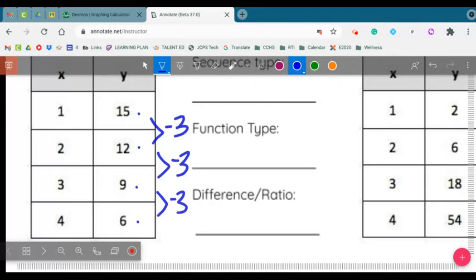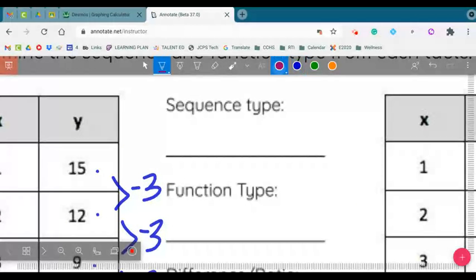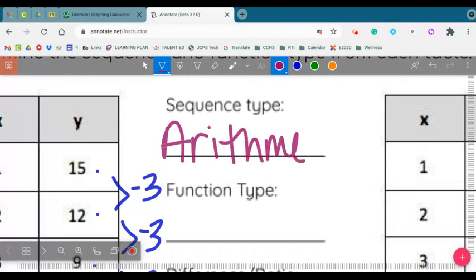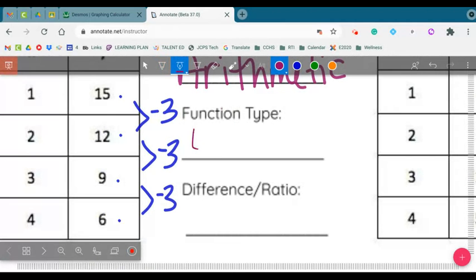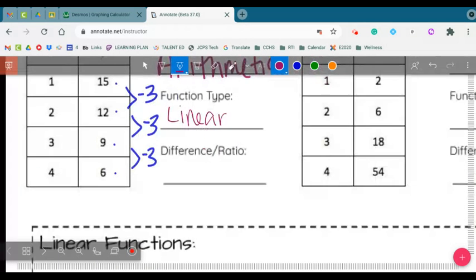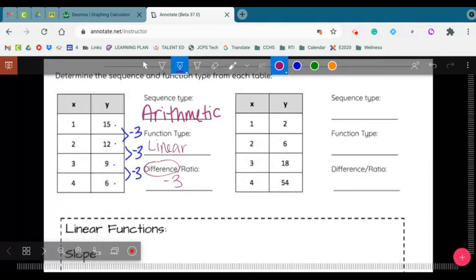So if you remember, if you're subtracting, it's arithmetic. Or if it's arithmetic, our function is linear. And on this one, our common difference was -3 because we were subtracting. So let's go to the other one.